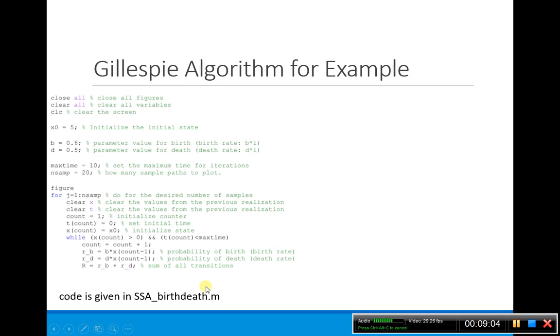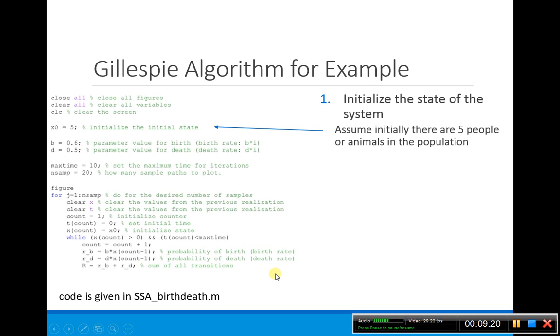Okay, so now we want to simulate this using the Gillespie algorithm. So this is a code. It's given on D2L under the file name ssabirthdeath.m. So I'm going to walk you through the different parts of this code. This is the Gillespie algorithm for that.